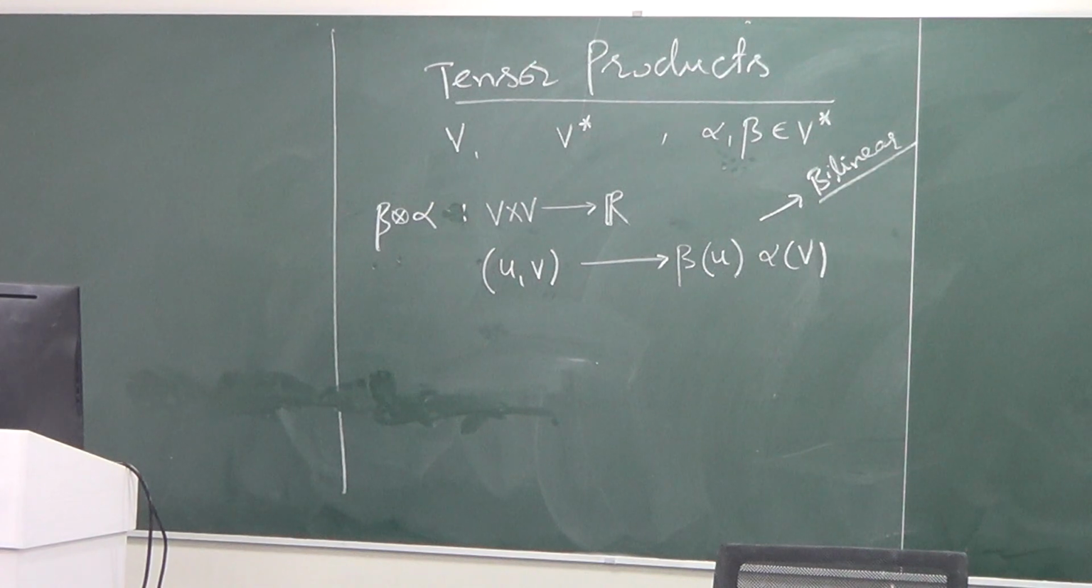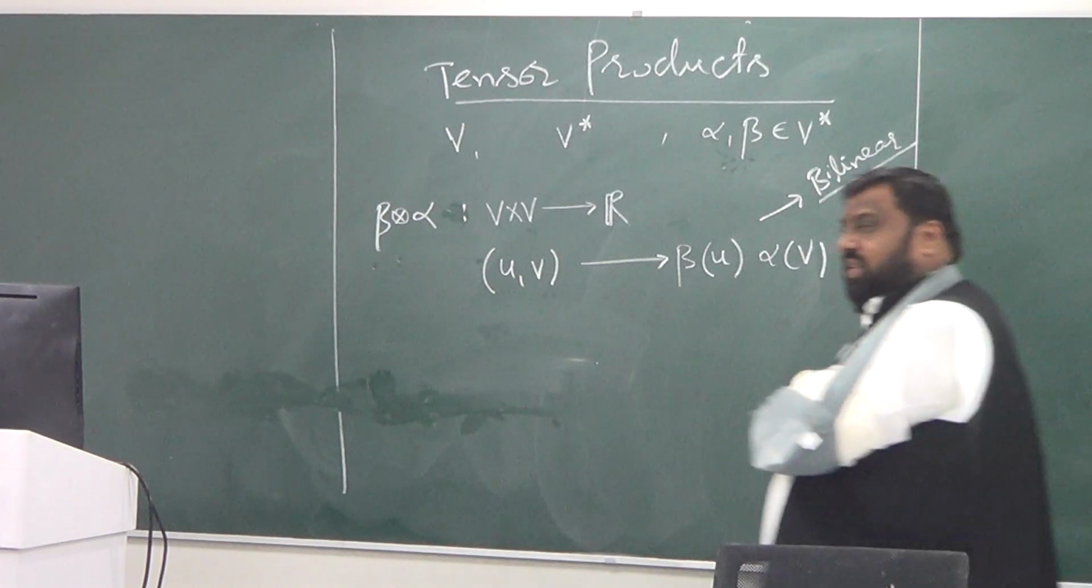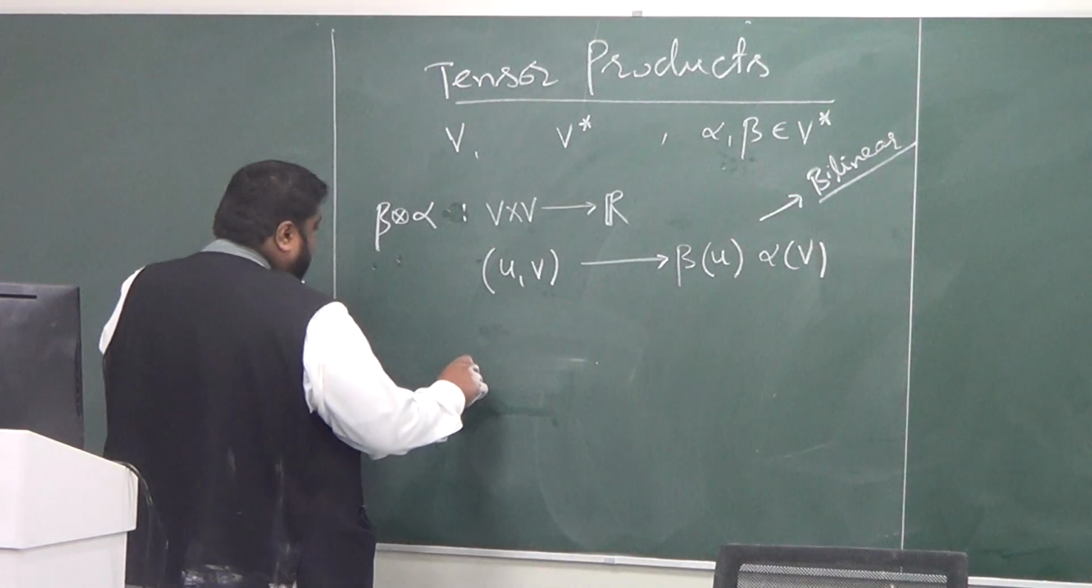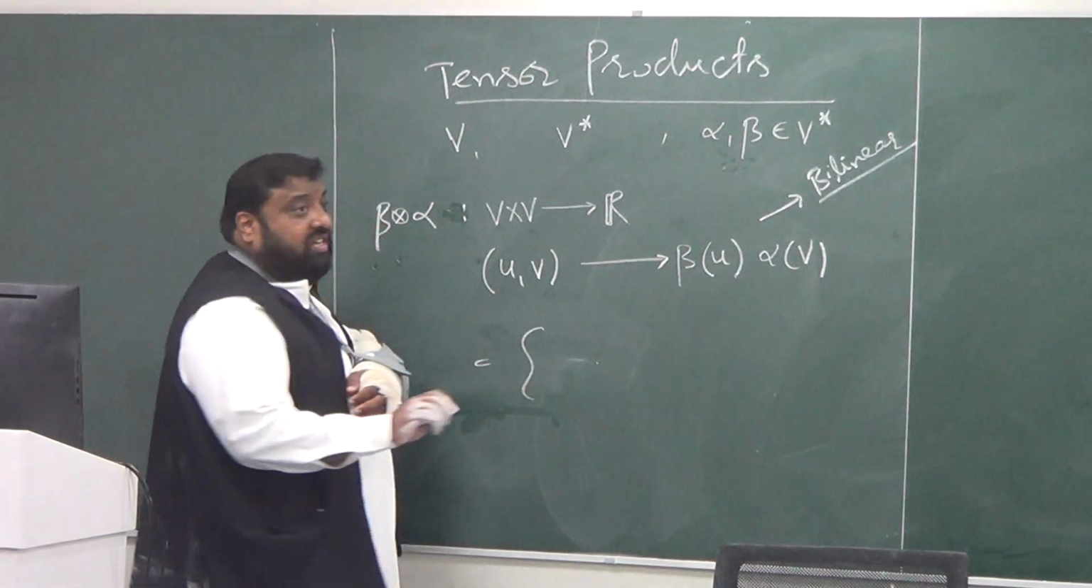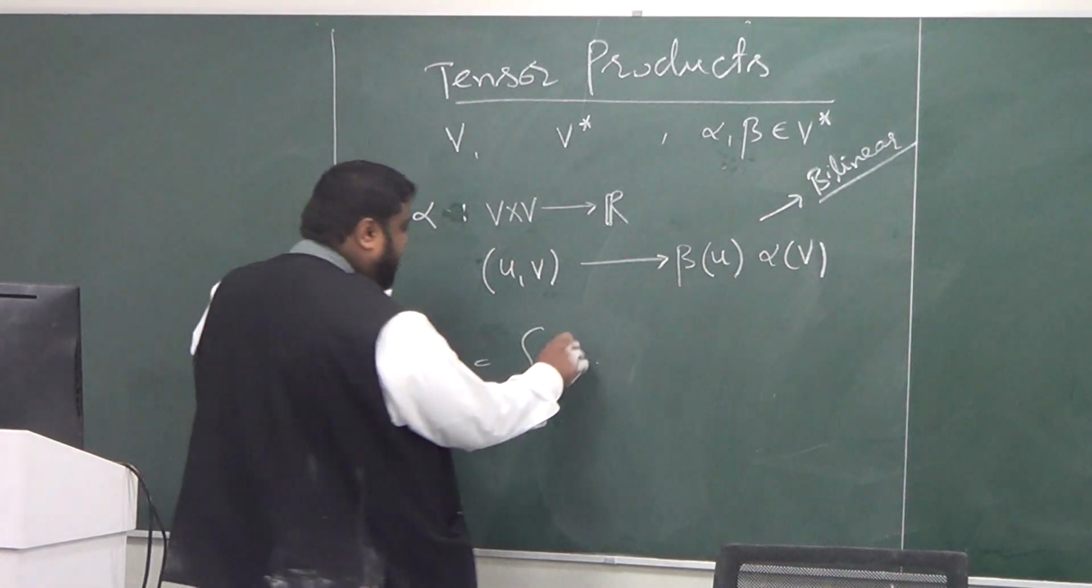And this tensor product of two covectors is a tensor itself. What is the rank of this tensor? (2, 0). So it's a (2, 0) tensor. Are you getting the point? Okay. Let's collect all such tensor products.